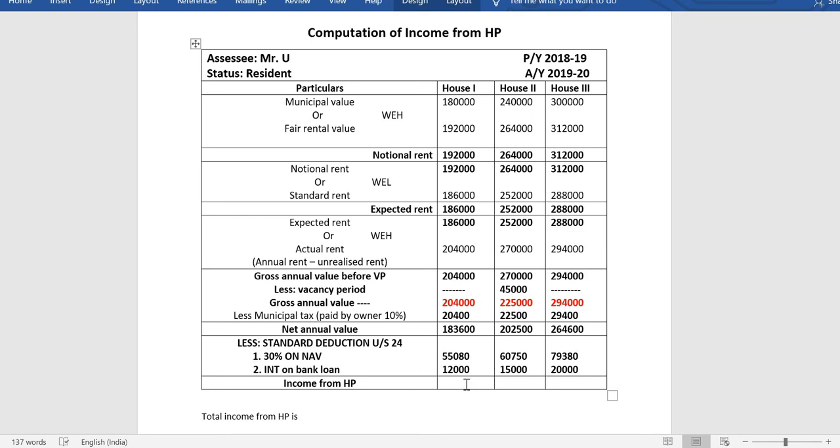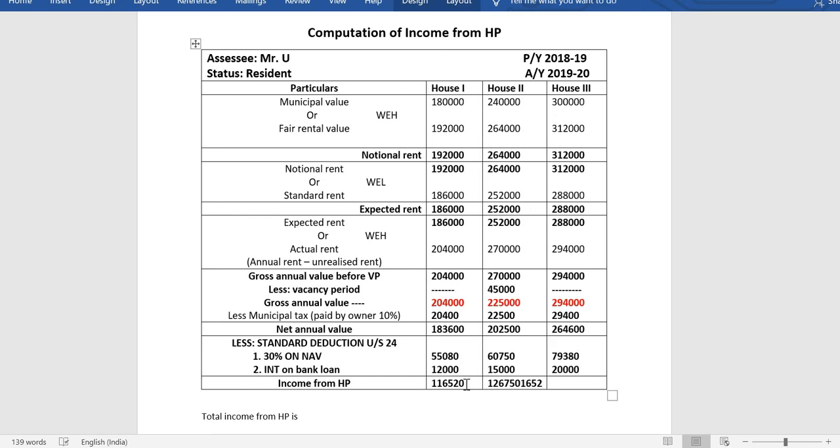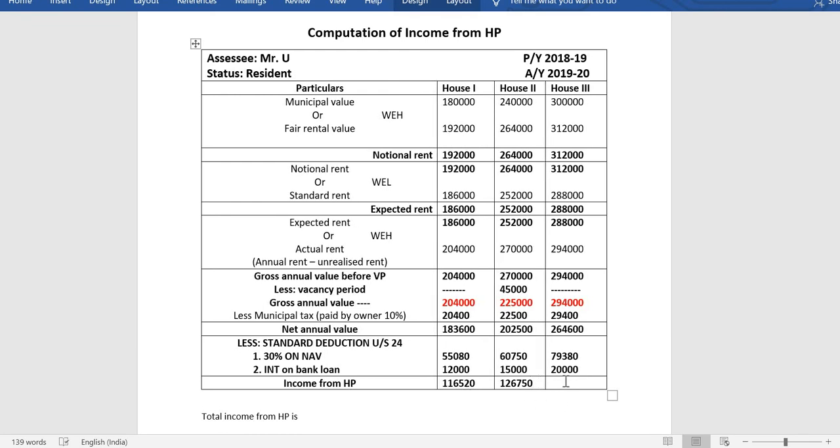If you minus these two from the net annual value, you will get the income from house property, that is 1,16,520 for house 1, and 1,26,750 for house 2, and 1,65,220 for house 3. So this is the income from house property.